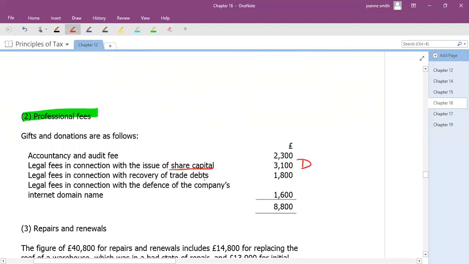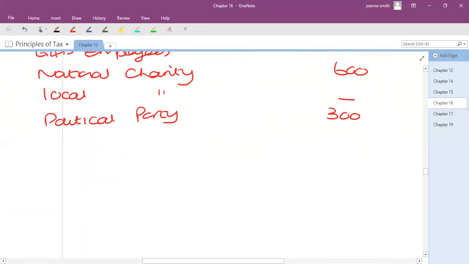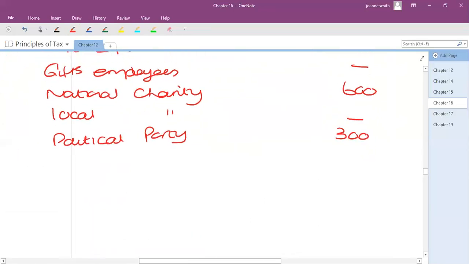Legal fees to recover trade debts. So it's where we sold to a customer, and maybe they're not paying up, that would be allowable. And also fees to protect the company's internet domain name would also be classed as trade. So we just have one item there in that note to disallow. So let's write it down.